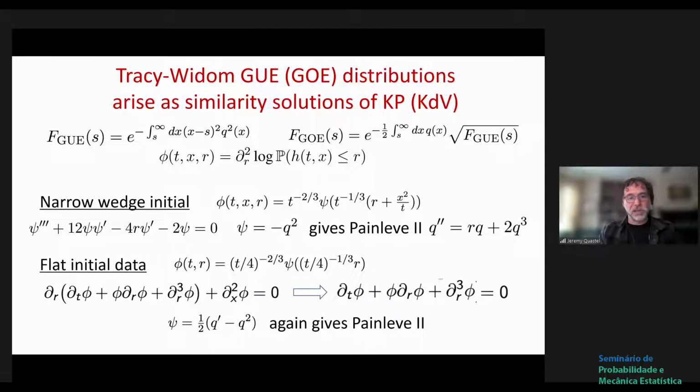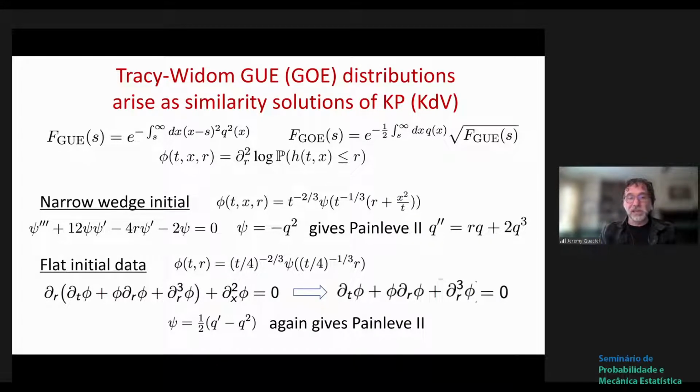the Kadomtsev-Petviashvili equation. So the GOE Tracy-Widom distribution, which we write as e to the minus some integrals of a thing called q squared, and the GUE Tracy-Widom distribution. So these are the limiting rescaled top eigenvalues of the Gaussian unitary ensemble matrix, or the Gaussian orthogonal ensemble matrix, have these special supposed universal distributions. So the GOE has a kind of funny formula where you take the square root of the GUE and then you multiply it by e to the right.